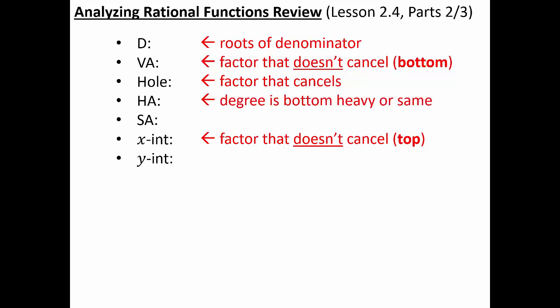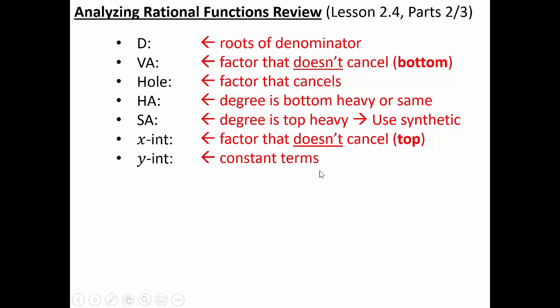They're zeros. We also had a technique for finding horizontal and slant asymptotes, and that had to do with that whole top-heavy, bottom-heavy mess. If it was top-heavy, then you had a slant asymptote. We used synthetic division to find the slant asymptote. If the degree was bottom-heavy or the degree on top and bottom were the same, then we had horizontal asymptotes. So we had all different rules related to that. And of course, the y-intercept is just the constant term, or the ratio of the constant terms. You can also find a y-intercept simply by plugging in x equals 0.